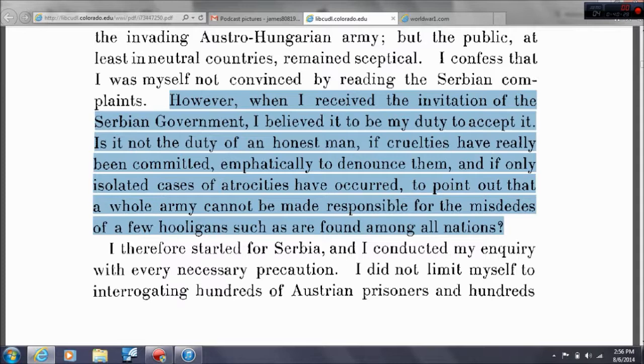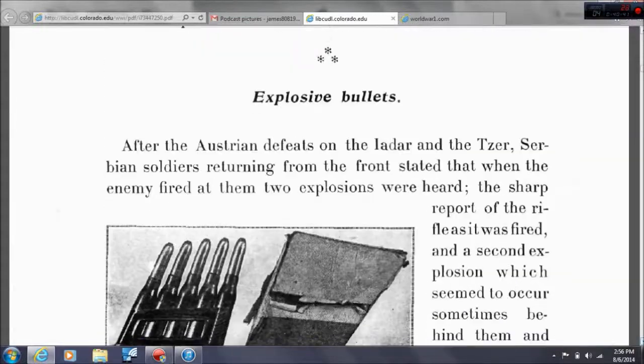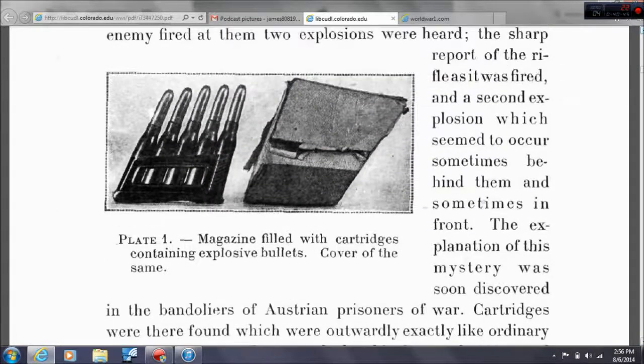One of the first things he brings to our attention is the use of illegal bullets by the Austrian military. And in this report, there are plenty of images. So you'll see here explosive bullets, and it says Plate 1: magazines filled with cartridges containing explosive bullets.